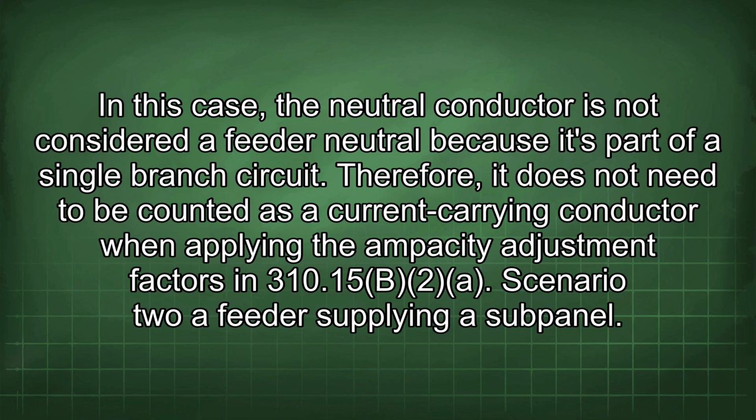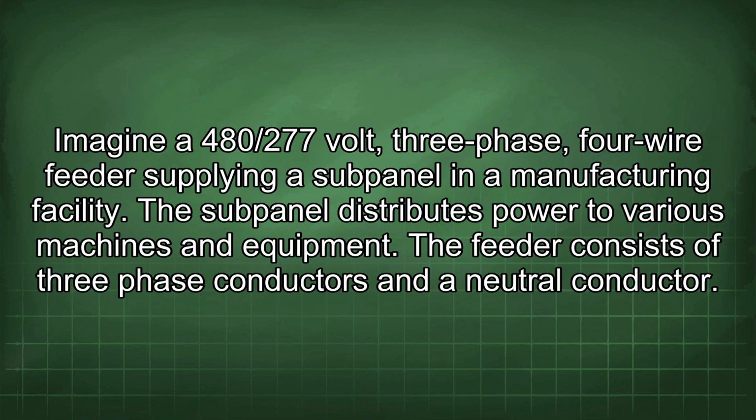Scenario 2: a feeder supplying a subpanel. Imagine a 480/277 volt, three-phase, four-wire feeder supplying a subpanel in a manufacturing facility. The subpanel distributes power to various machines and equipment. The feeder consists of three phase conductors and a neutral conductor.